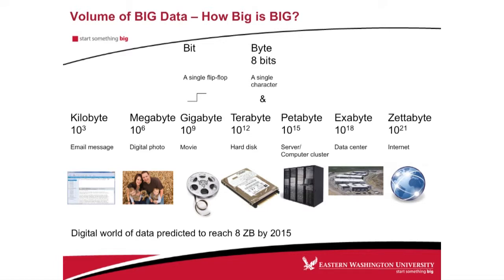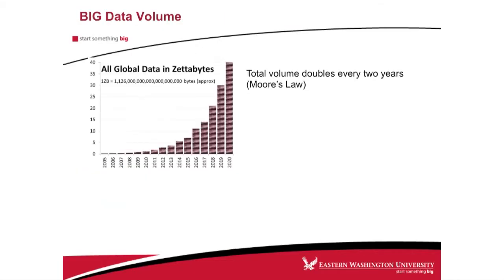The digital world of data is predicted to be about 8 zettabytes by 2015, and it's growing roughly in accordance with Moore's law. Moore's law states that total volume doubles roughly every 2 years. And there's a reverse version of Moore's law, where everything becomes half the size in 2 years. So a terabyte hard disk tends to become half the size in 2 years.